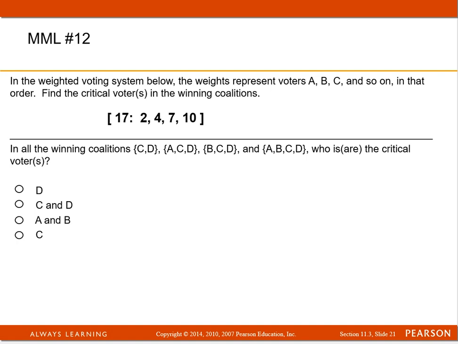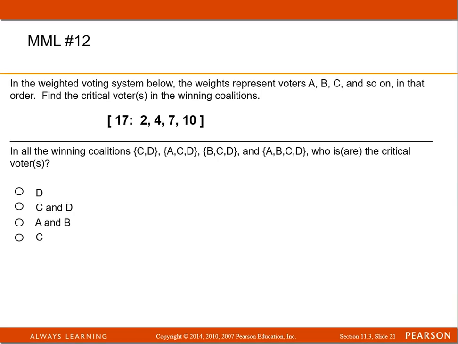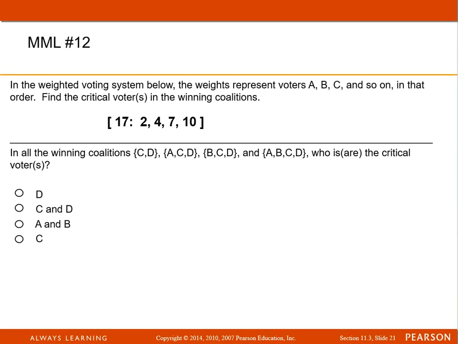All right, now in this problem, they want you to find the critical voters. So in order to find critical voters, you need to know the winning coalitions. Well, weren't they nice? They already told me all the winning coalitions are these guys here. And they want to know who is or are critical in the votes.